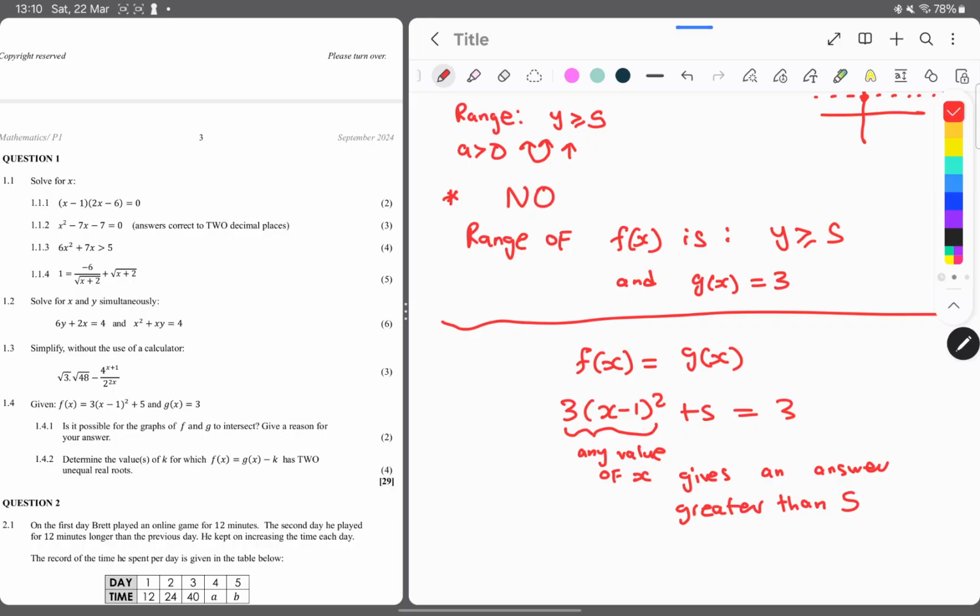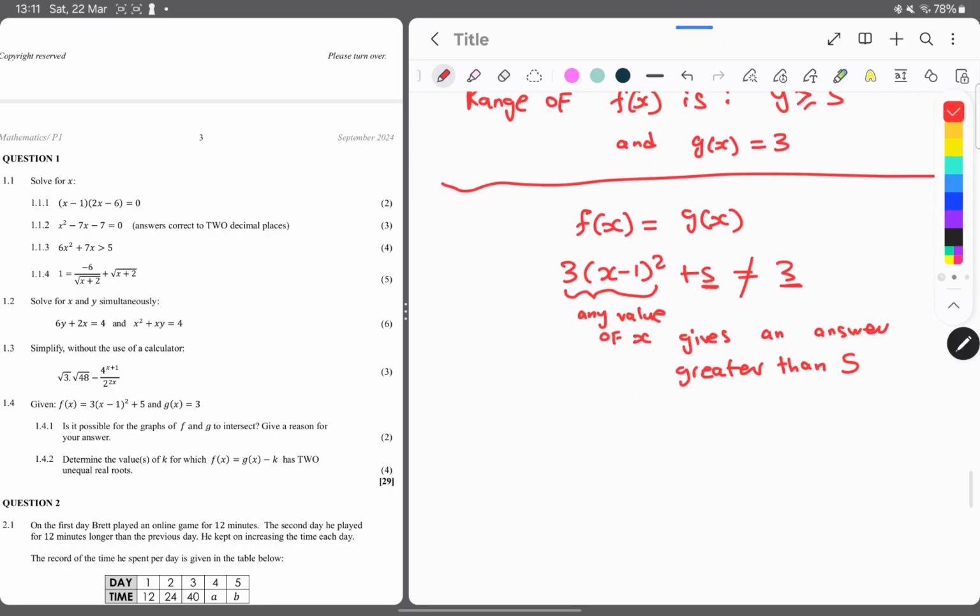Any value of x gives, because there's a square, if you put a negative x, it still comes back positive. If you put a positive x, it still comes back positive. So any value of x will always give a value greater than 5. The smallest value possible for f(x) is 5, and therefore it will never be equal to 3. Impossible. So the graphs never intersect. There are no values of x where this expression will be equal to 3.